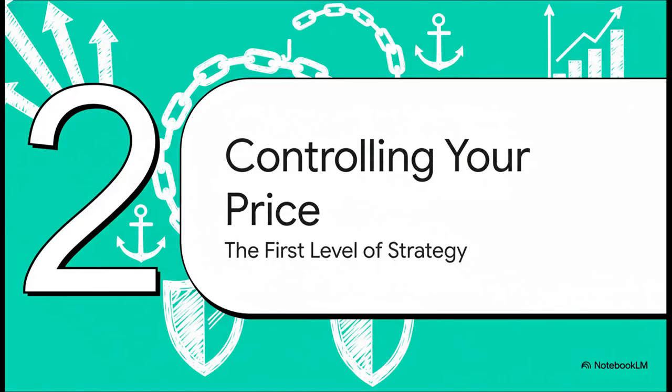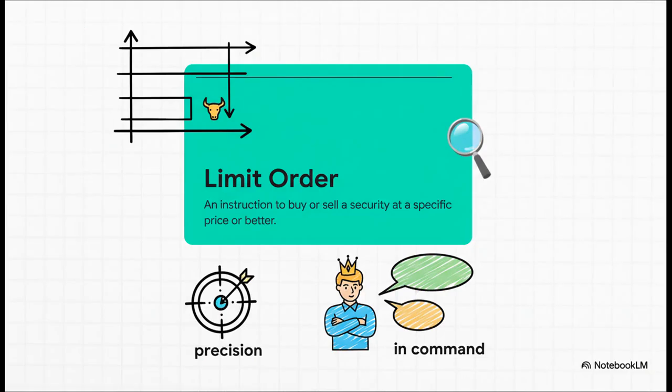So, how do we fight back? How do we stop that slippage and actually take control of the price we pay? Well, let's bring in our first strategic tool. Meet the limit order. This is your tool for absolute precision. With a limit order, you are the one who sets the price. You're telling the market, look, I'm willing to buy, but only at this price or lower. Or, I'll sell, but only at this price or higher.